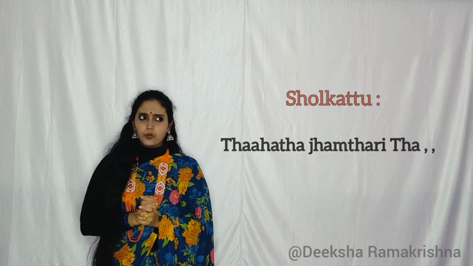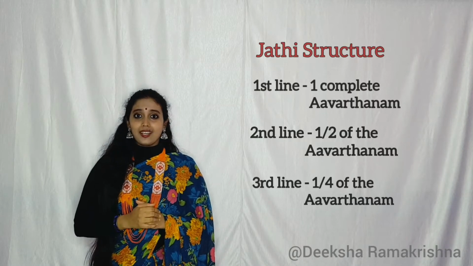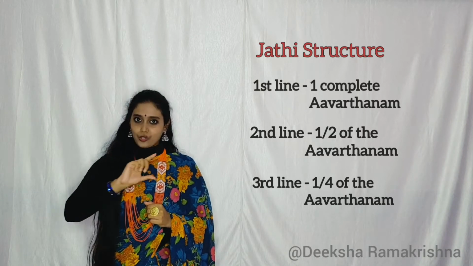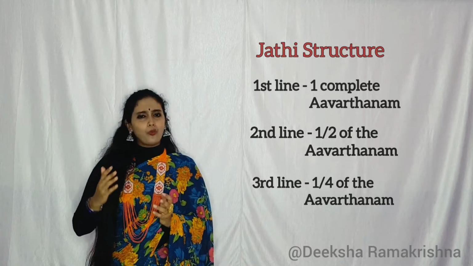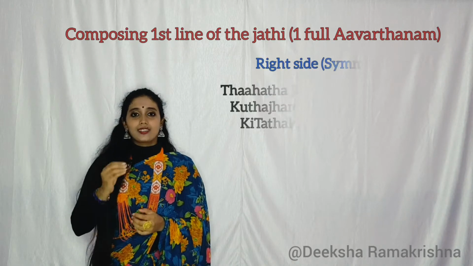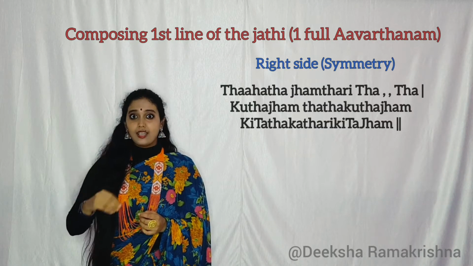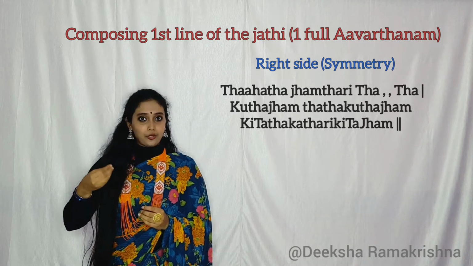I would like to start with Ta Hata Jhamtari Ta by giving a few gaps, those gaps are called karves. We have seen this also. So giving a few karves and trying to follow the structure wherein the first line of the Jathi will have almost the entire avartanam, the second line will have half of the avartanam, and the third line will have 1/4. This is generally used and it's not mandatory as such. So starting with the first line of Jathi, Ta hata jham tari ta ga ta kuta jham tata kuta jham kidadagadara jham. So this is how I want to frame my Jathi.